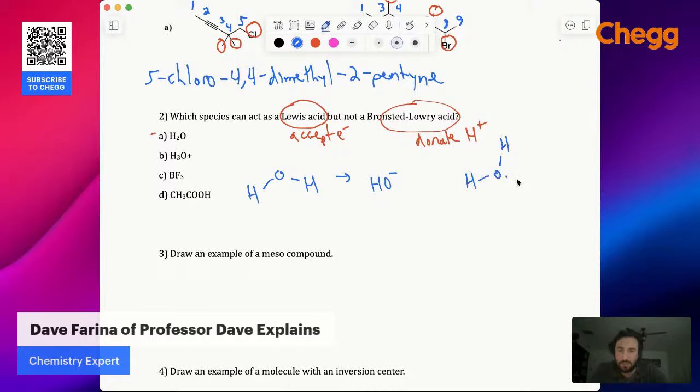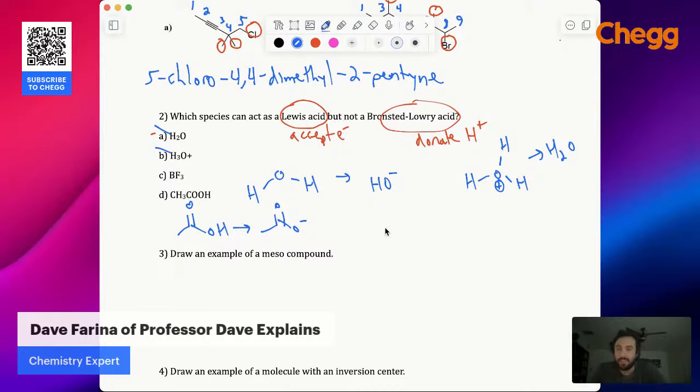Hydronium ion can certainly act as a Bronsted-Lowry acid. It can become water, right? If hydronium donates a proton, then the electrons in the bond to the proton will neutralize the oxygen and we get water. So those certainly can do that. Acetic acid also certainly can do it, right? It will become the acetate ion.